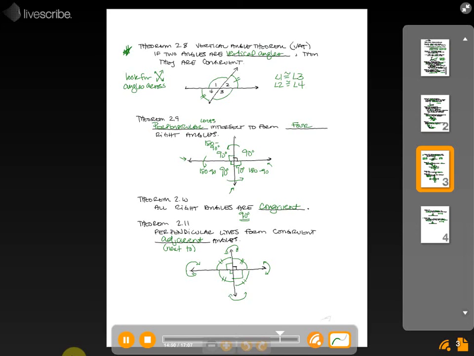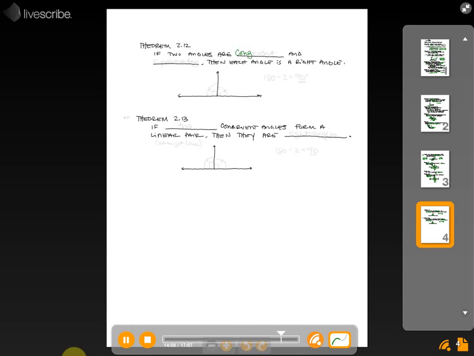Next one, Theorem 2.12. It says if two angles are congruent and supplementary. Okay, so we get two things going on here. Congruent, which would mean they're equal, and supplementary means they make a straight line, then each angle is a right angle. So these two have to be congruent first of all, and they need to make a straight line. They need to be 180.